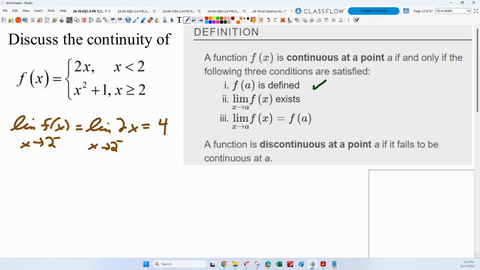The limit of our function as x approaches 2 from the right would put us on the bottom piece, right? It'd be the limit of the bottom expression. What's the limit of x squared plus 1 as x approaches 2 from the right? 5. So does the limit exist? Thumbs up or down? Thumbs down. Does not.